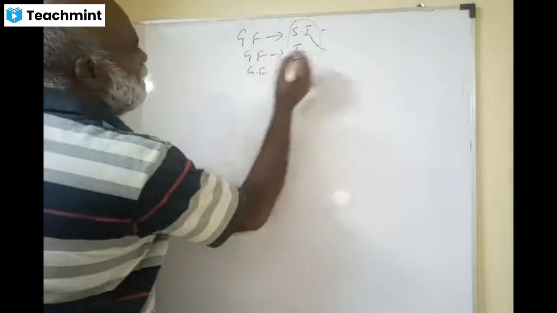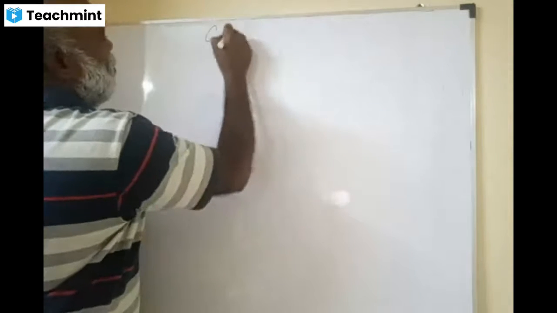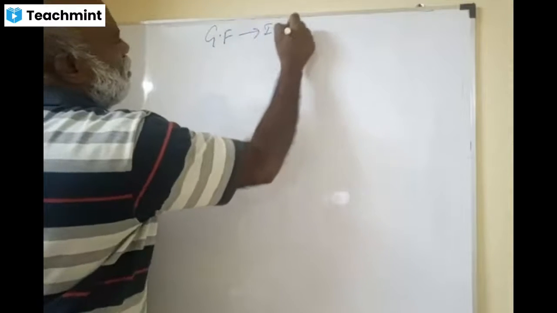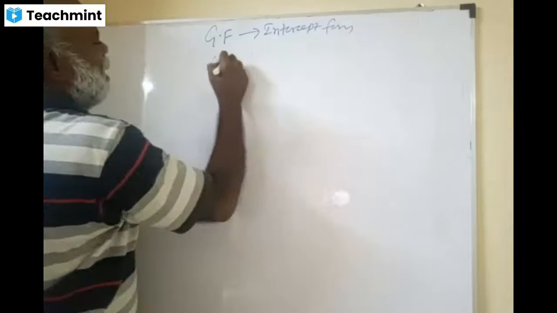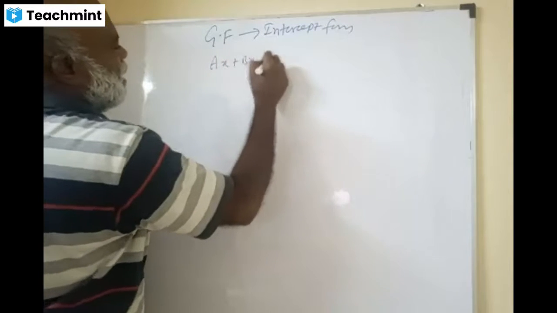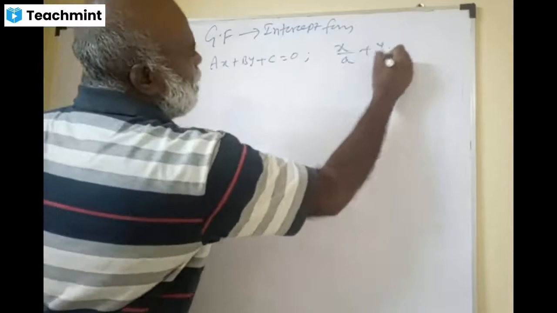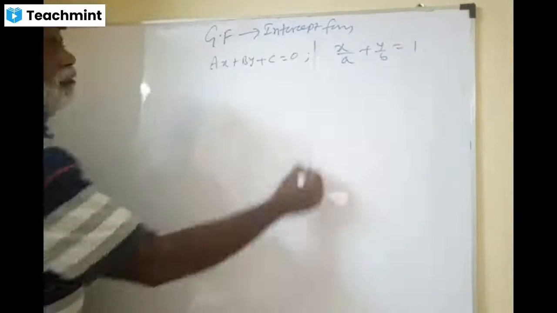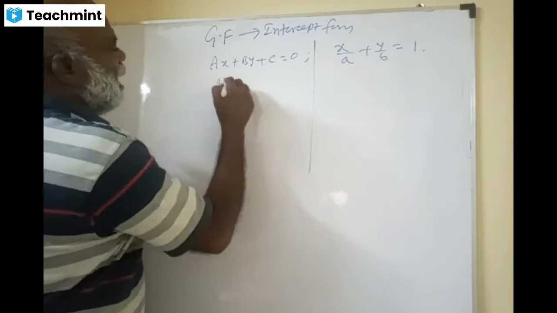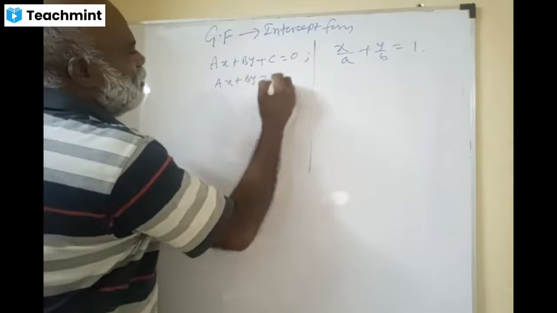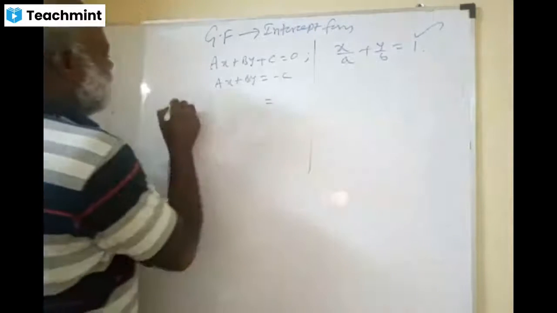Next one is called general form to intercept form. Friends, here you write the general form, Ax plus By plus C equal to 0, and the intercept form is x by a plus y by b equal to 1. Yesterday we have done it, right? So here Ax plus By is equal to minus C. You want 1 here, so divide by minus C.